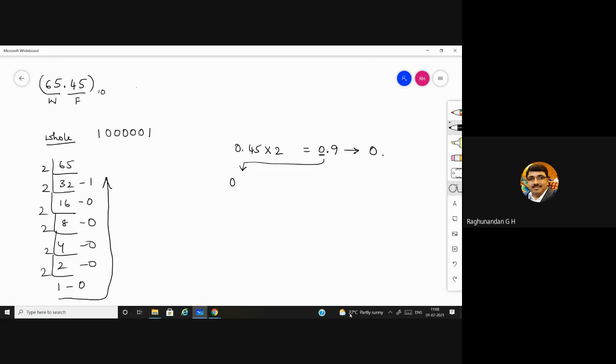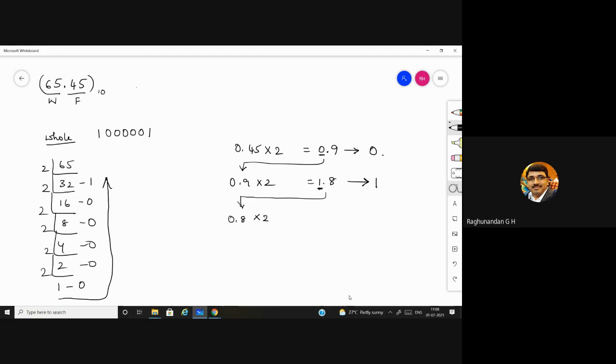And also if you multiply, how much will you get? 1.8. 1 is allowed, so you can take it. But now, can I take 1.8 in the next step? No, sir. If you take 1.8, how much will you get? 3.6, right? 3 will not be an allowed value in binary. So that's why you should just take 0.8, ignore 1, and take 0.8.